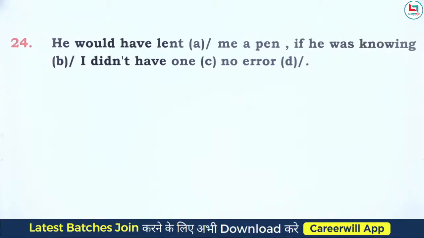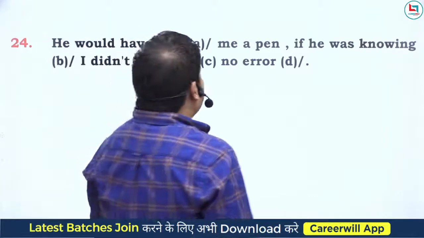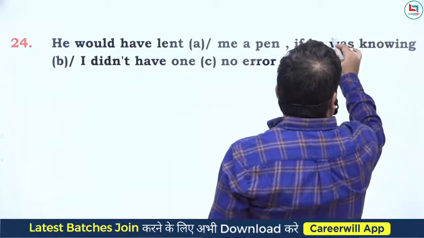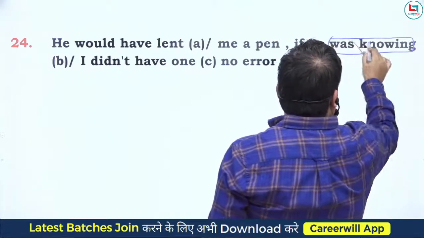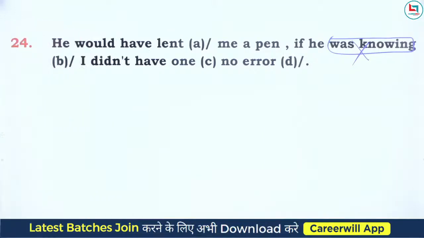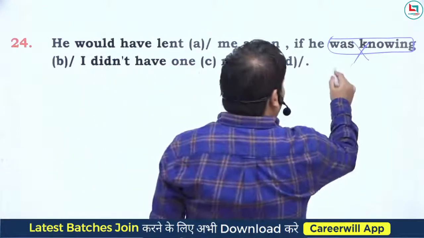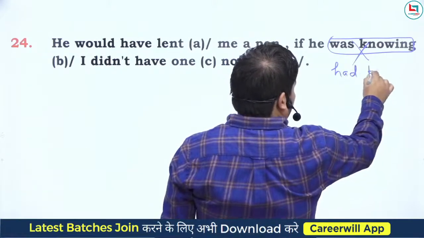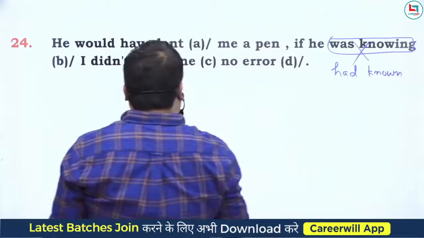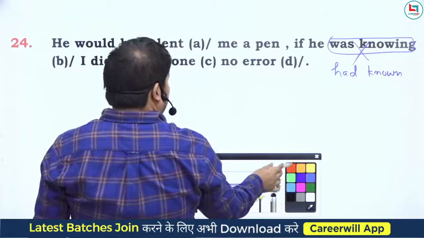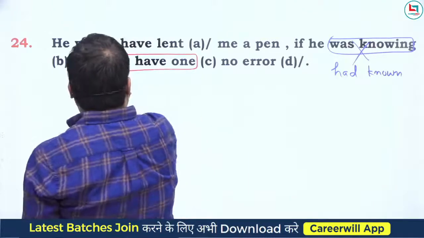He would have lent me a pen if he was knowing I didn't have one. So here, he was knowing. He would have lent. He was knowing is incorrect. How would you correct this? If he had known. Now, if I ask you what kind of clause is this? What kind of clause is this? What will be your answer?